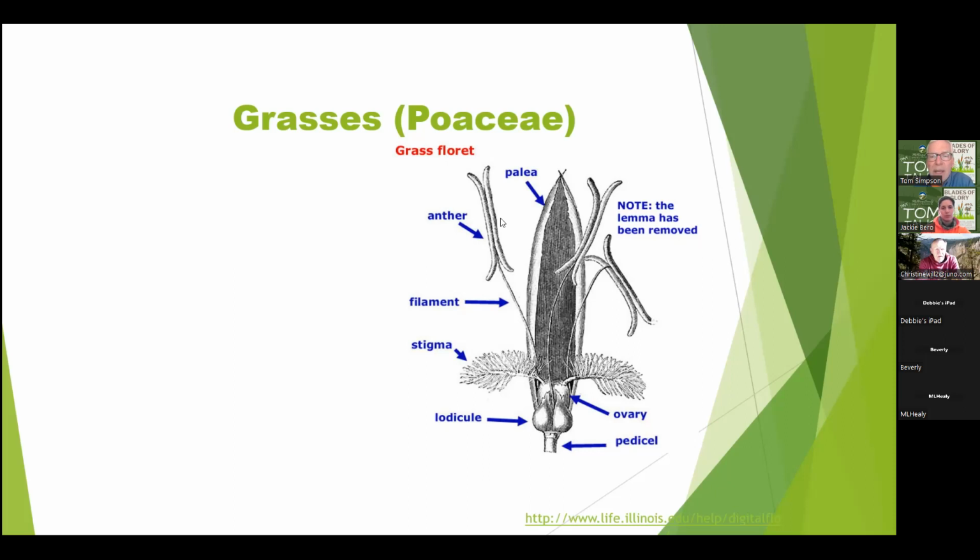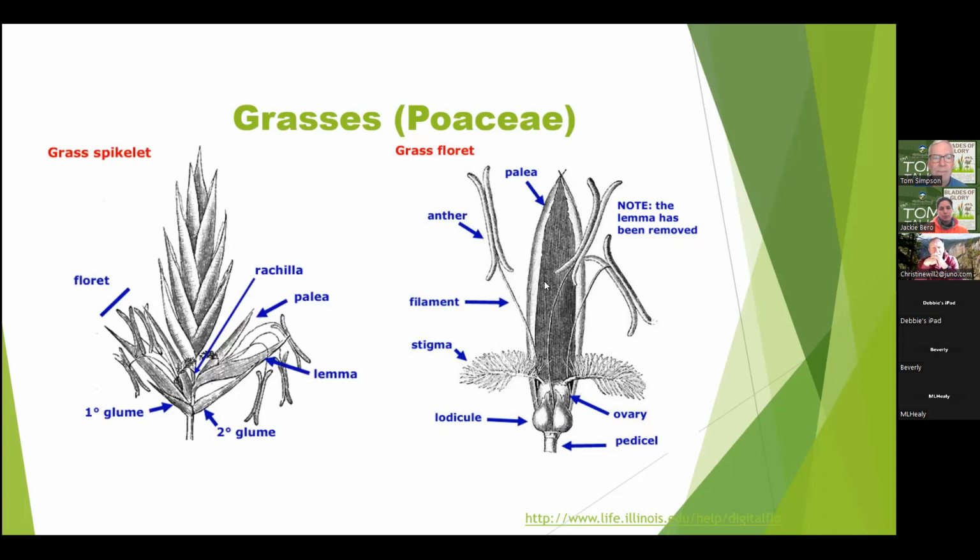Here the flowers, again, are highly reduced. Sepals and petals are gone or almost gone. Botanists think these, what are called lodicules, these bumps at the base of the flower, are actually what's left of the sepals and petals. But sure enough, inside of that, you have 3 stamens, and then you have a pistil, the ovary that has two styles and stigmas coming out to gather pollen. So again, highly reduced flower.